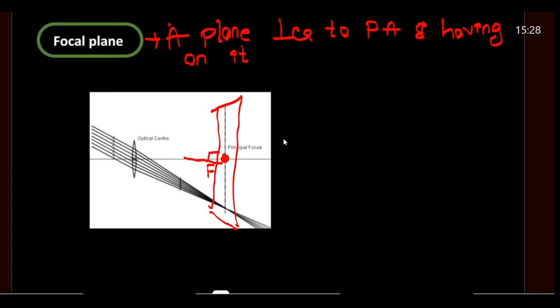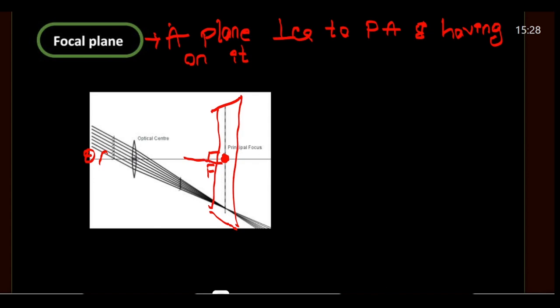When a parallel beam of light falls on a convex lens, the lens converges all this parallel beam into a single point, right? But if these parallel rays are incident on the convex lens obliquely, that means all these rays make some angle theta with the principal axis, then in this case all these rays still converge, that is for sure, but they converge on a plane perpendicular to the principal axis. That plane is known as the focal plane.